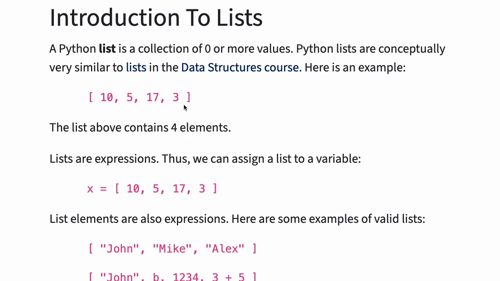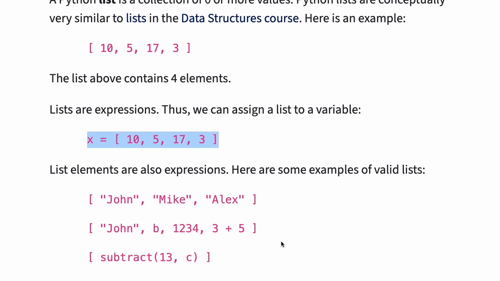Lists are expressions, thus we can assign a list to a variable. List elements are also expressions. Here are some examples of valid lists.